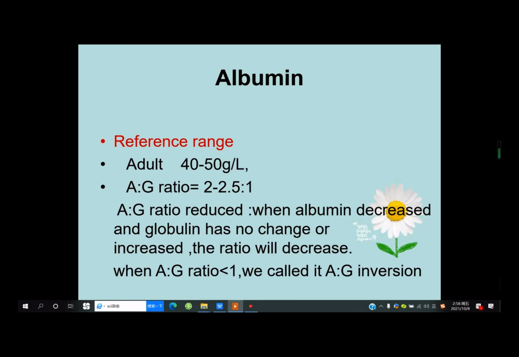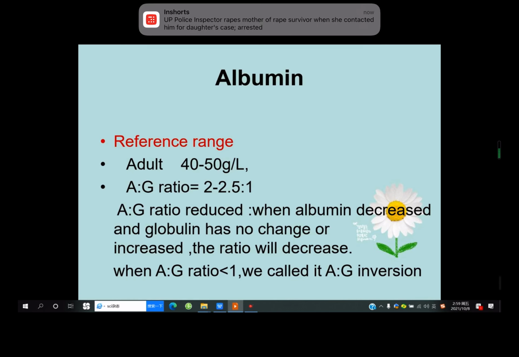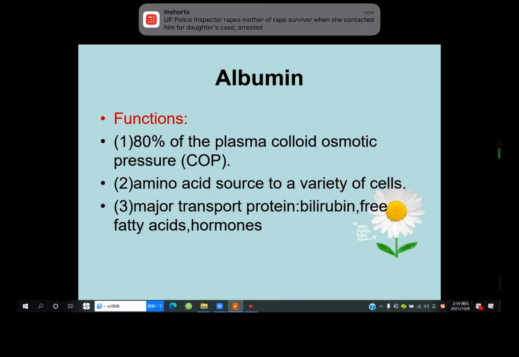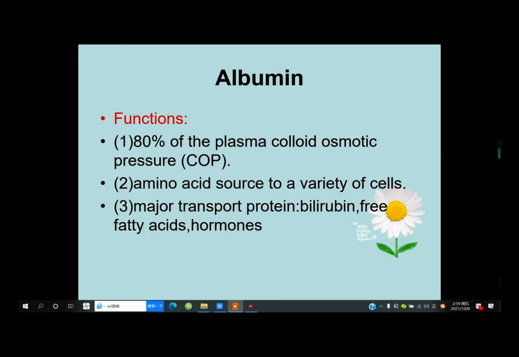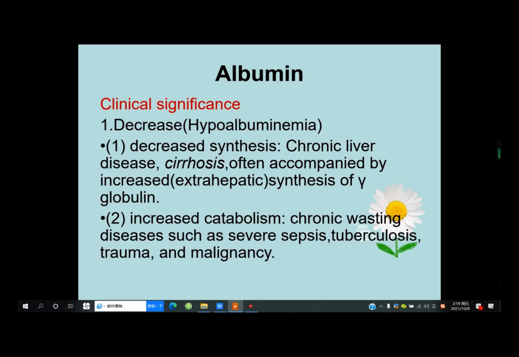When the ratio is less than 1, we call it albumin versus globulin inversion, which means albumin was lost seriously, and we need to find the cause and correct it. Albumin can keep the plasma colloid osmotic pressure, can also provide amino acid sources, and can transport bilirubin, free fatty acids, hormones, etc. So albumin is very important for us.